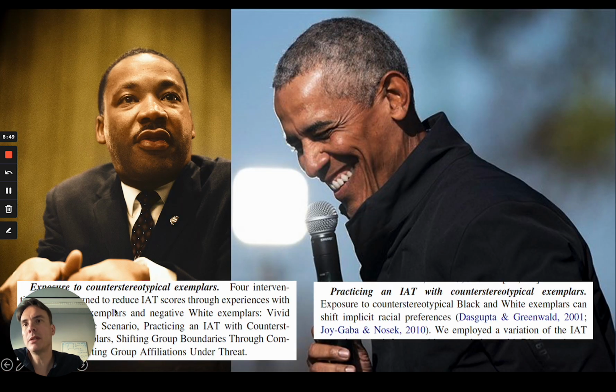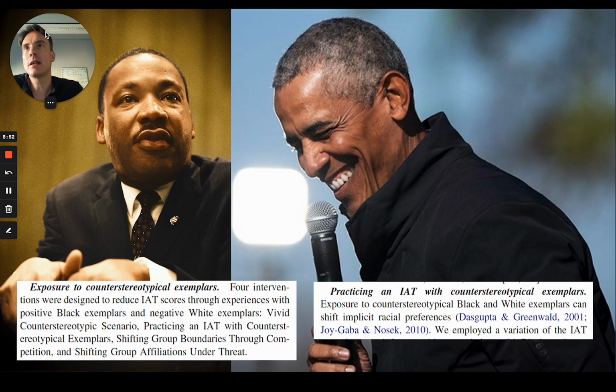Here are some examples. Let me just move my face up here. So here you see exposure to counter-stereotypical exemplars. Four interventions were designed to reduce IAT scores through experiences with positive black exemplars and negative white exemplars: a counter-stereotypical scenario, practicing an IAT with counter-stereotypical exemplars, shifting group boundaries through competition, and shifting group affiliations under threat, okay? Or practicing an IAT with counter-stereotypical exemplars.